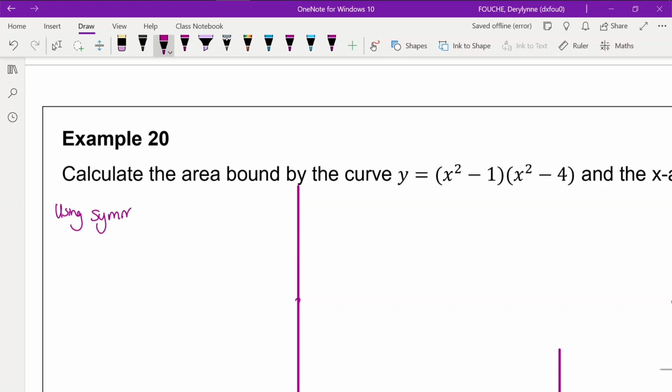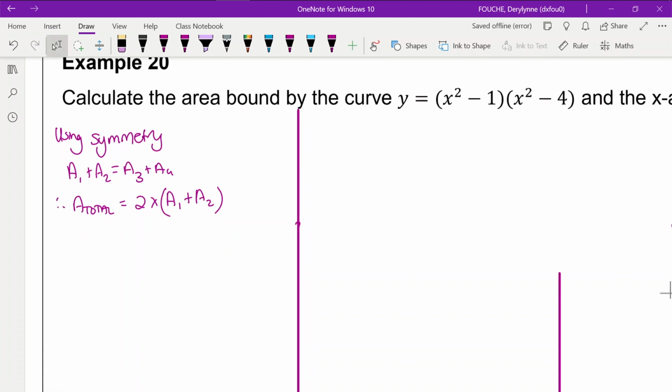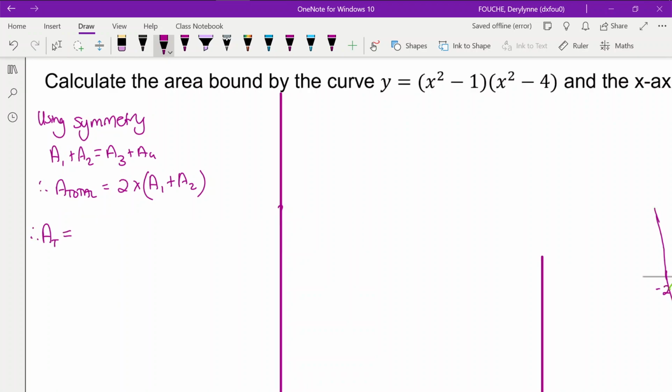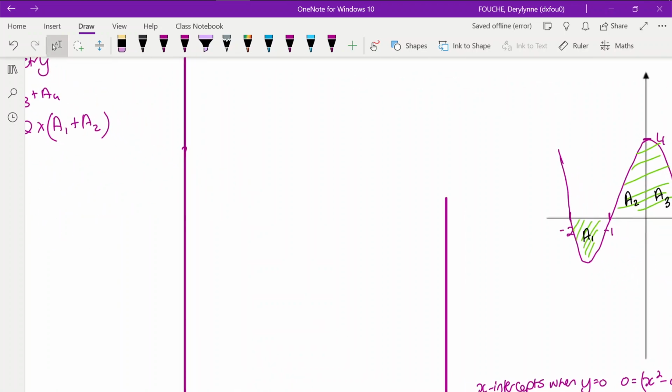Alright, so we're going to go up here and we're going to say using symmetry, area 1 plus area 2 equals area 3 plus area 4. So therefore my total area will be 2 times area 1 plus area 2. Okay, so you're communicating what you're doing. And we can say, therefore, my total area. Now we need to be careful because our negative area is below the x-axis, and I'm going to have a negative integral there.